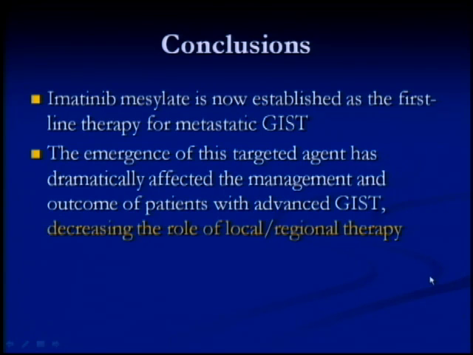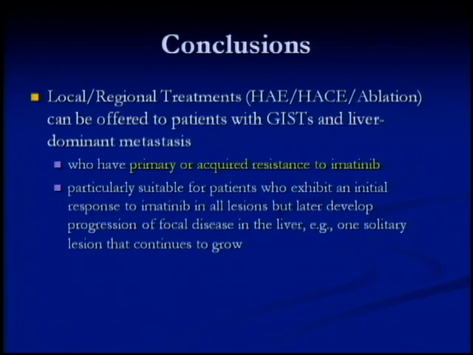So basically I'll end here to conclude that Gleevec is the first line treatment, and because of this emergence, the role of locoregional treatment has decreased over the years, but it still has a role in patients who develop primary or acquired resistance to Gleevec, particularly suitable for patients who have initial response but start progressing in 1 or 2 areas they can selectively target.